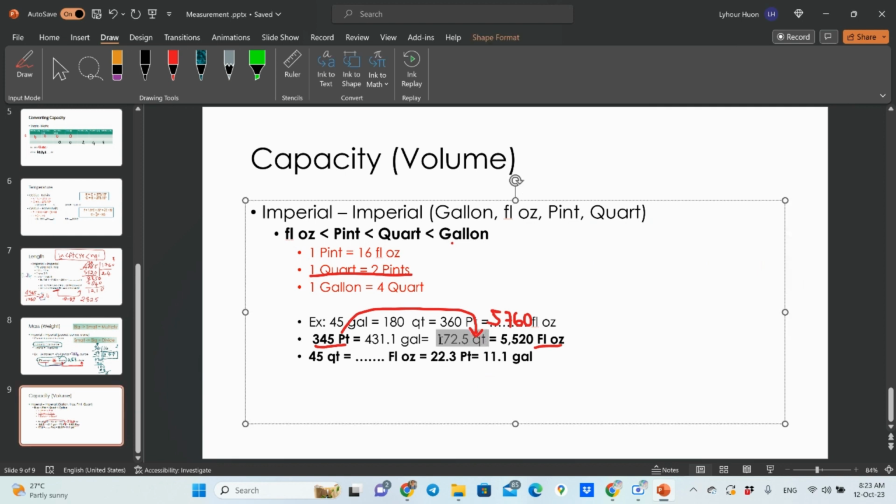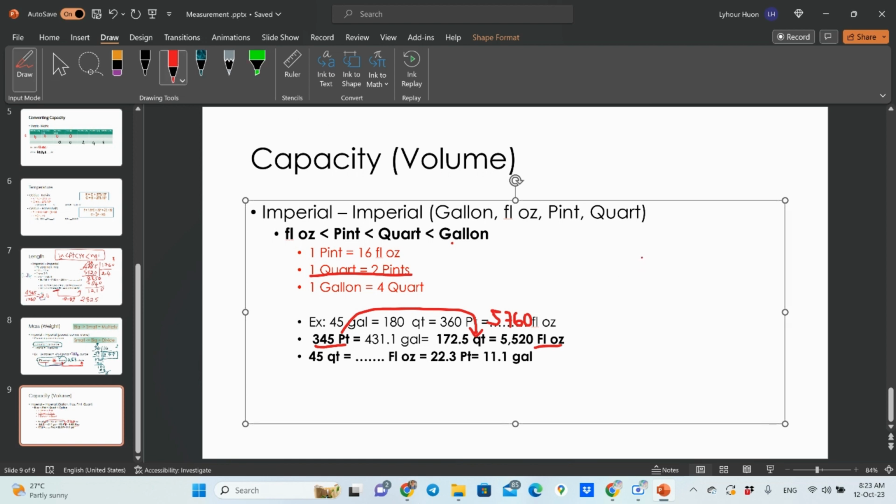Okay, so now we have these as the reference to convert. Now we have pint, quarts, and fluid ounce. So to convert to gallons, we use what? Quarts. Quarts to gallons, by multiplication or division?